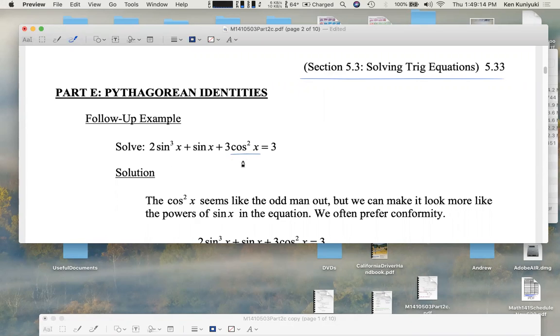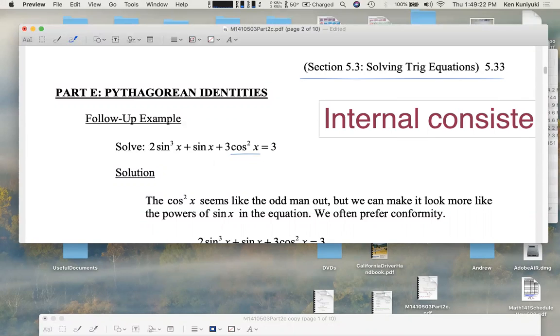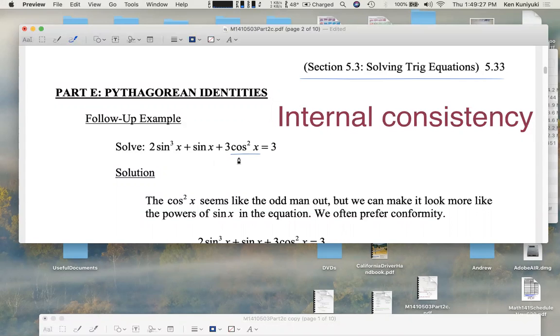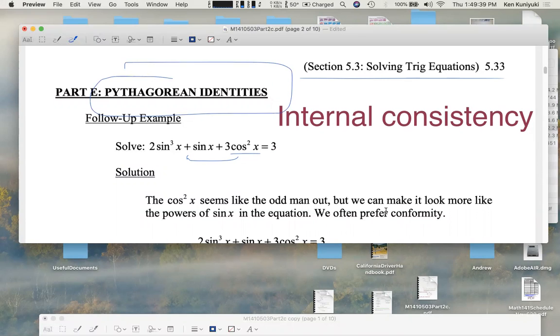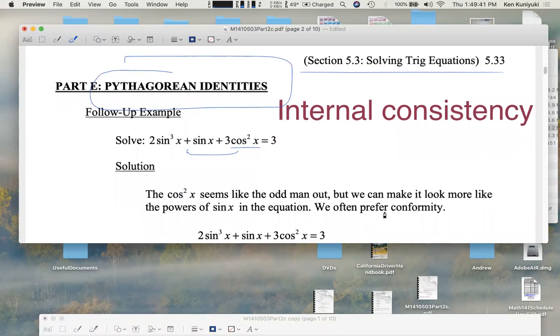So then we have this idea of internal consistency, which I kind of mentioned in 5.2, making the pieces look like each other. So how can we make cosine squared of x look more like these guys? How can we write cosine squared of x in terms of sine squared of x? The Pythagoreans. I don't think cofunction will be as nice.